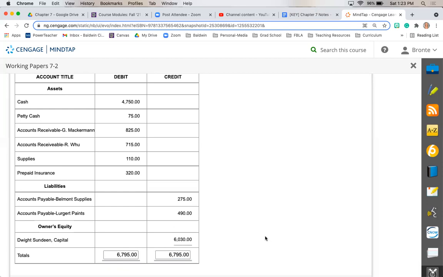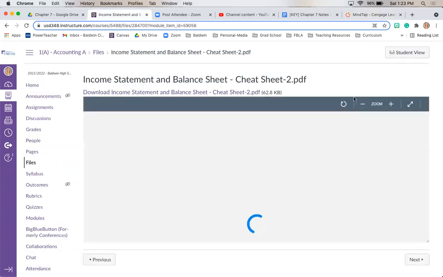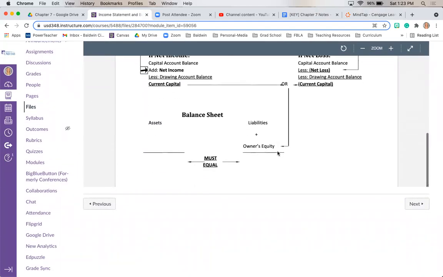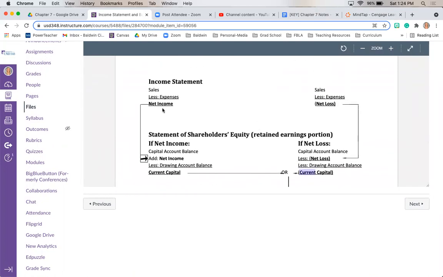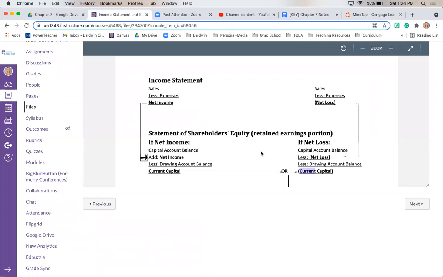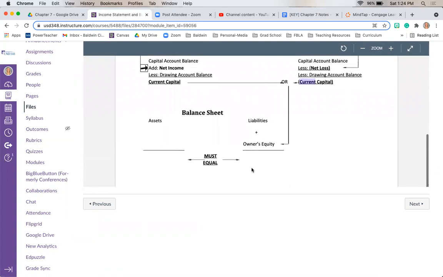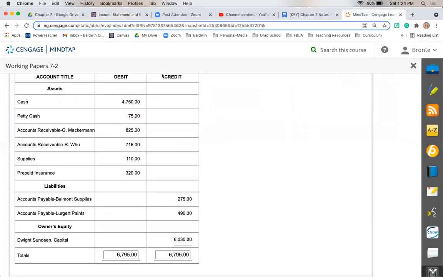The last thing I want to tell you is that in Canvas, this should be published, is this income statement and balance sheet. It's kind of a cheat sheet. It breaks down how to find current capital, so it's kind of like a flow chart. If you have a net income, you're going this way. If you have a net loss, you're going this way. That should help you when finding that current capital amount if that's still a little fuzzy for you. So make sure that you complete the on your own and terms.